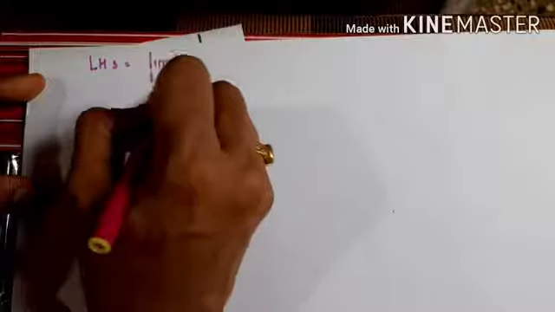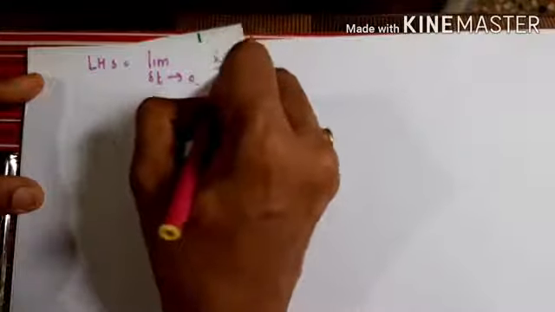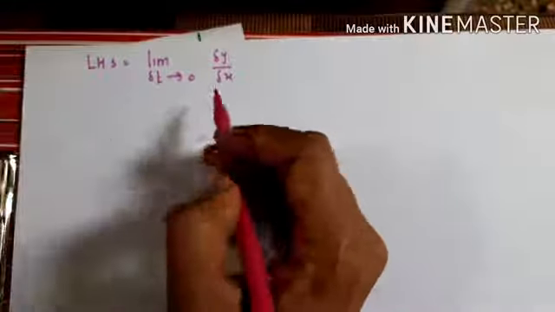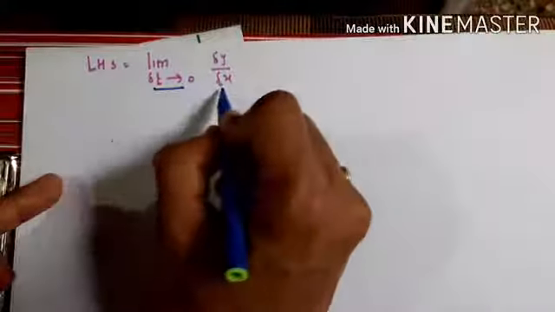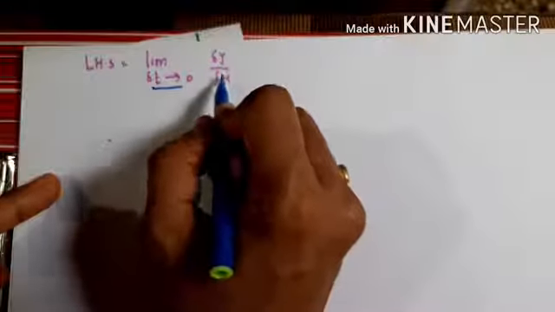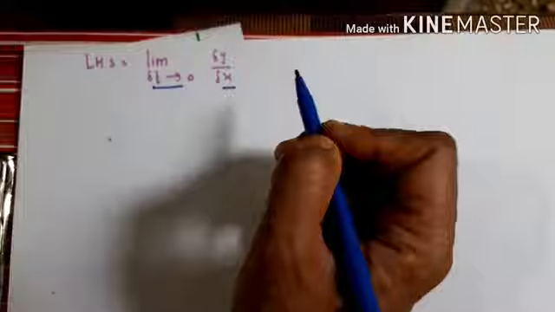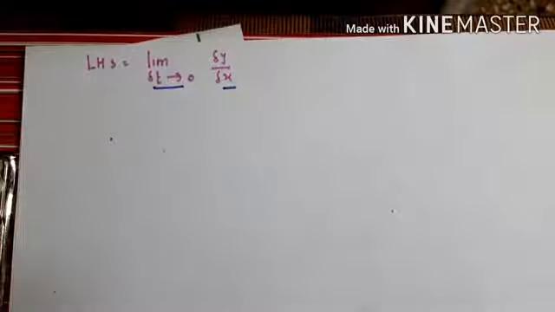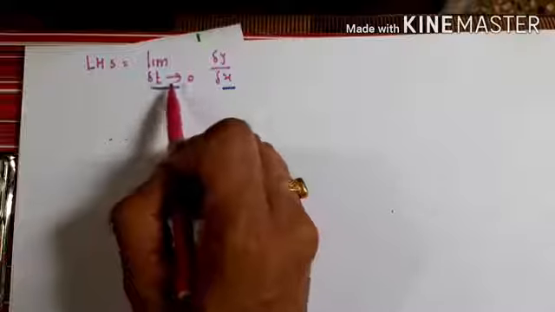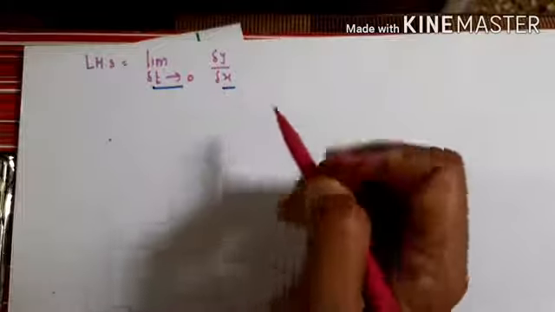LHS is limit delta t tends to 0, delta y upon delta x. So here we can't use the definition directly, because here the limit is delta t tends to 0 and in the denominator the variable is x, and therefore we can't use the definition directly. So in this situation, we have to change this limit delta t tends to 0 to delta x tends to 0.